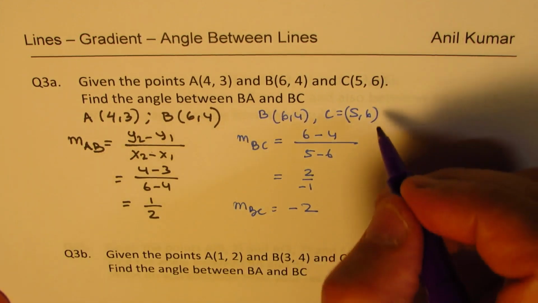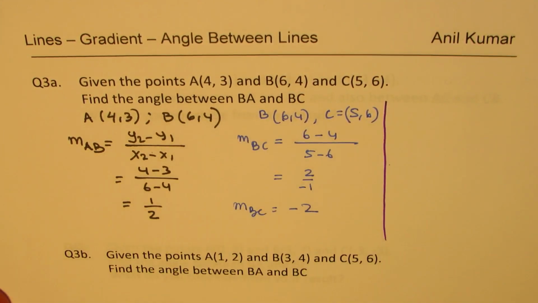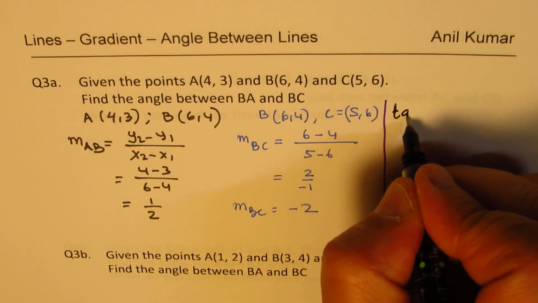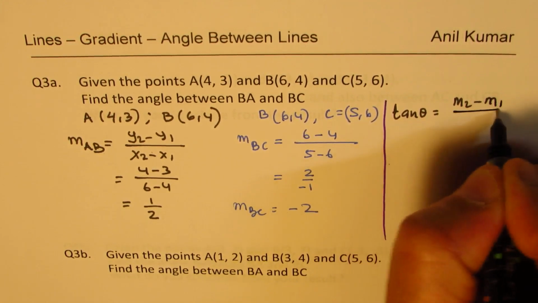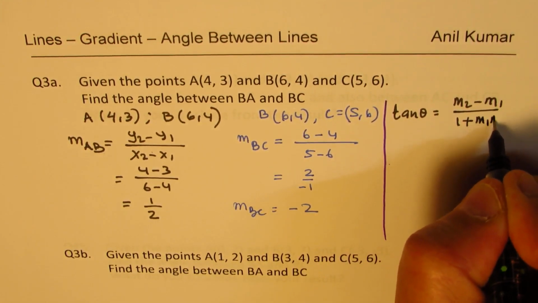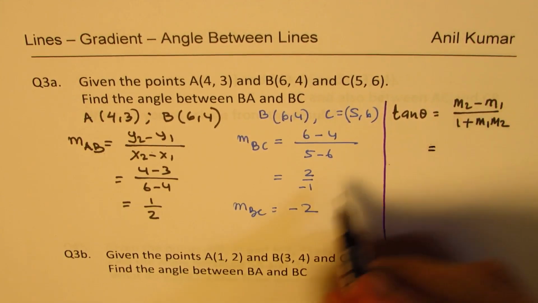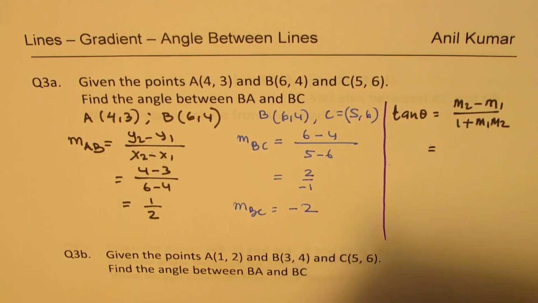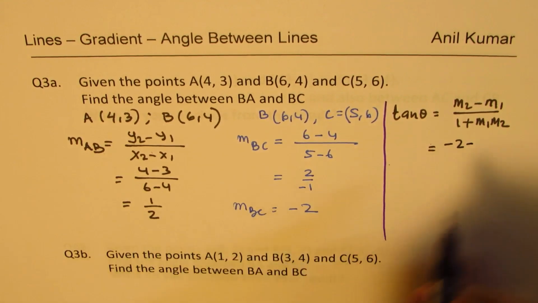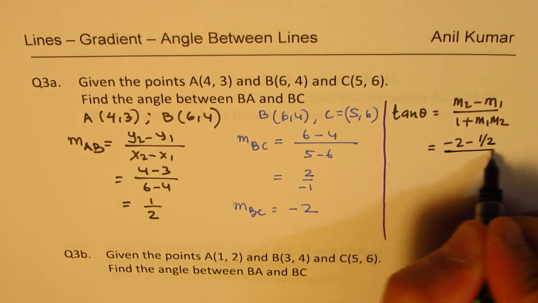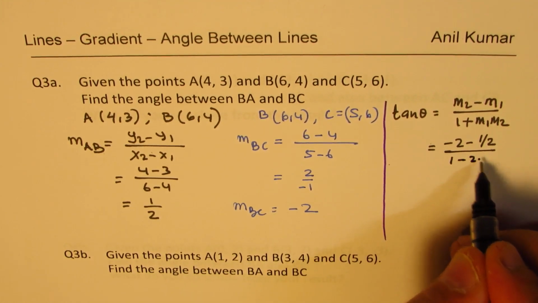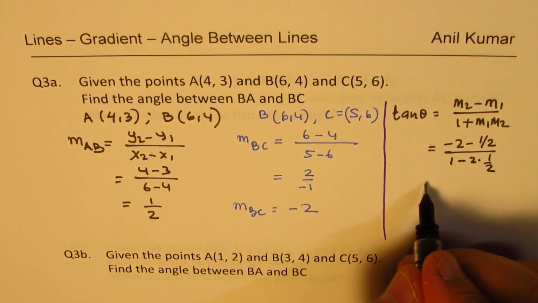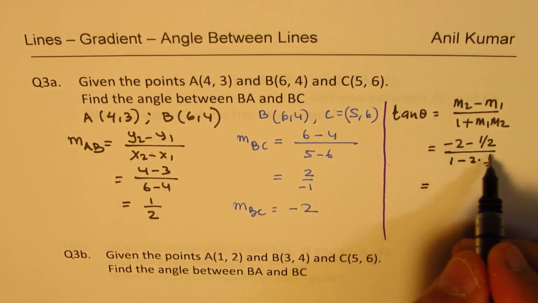Now we need to find the angle between the two lines. The angle between the two lines is given by tan theta, which is (m2 minus m1) over (1 plus m1 m2). So we can find it using these values. This is m2 for us, minus 2 minus half, over 1 plus minus 2 times half. So that gives you minus 5 over 2 in the numerator.